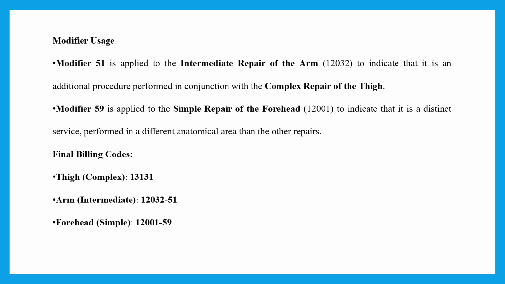So our guideline is, if you are having multiple classifications of repair in the same question, add 51 and 59 modifier to the simplest. So when you have complex, intermediate and simple, you should append modifier 59 and 51 according to the guideline to the simplest repair. Okay.